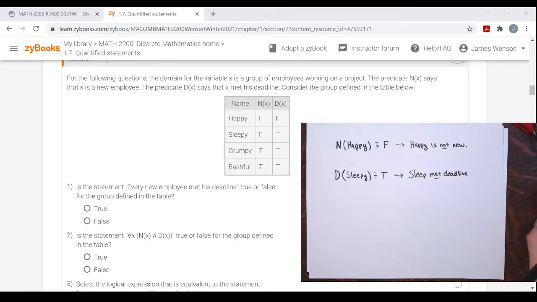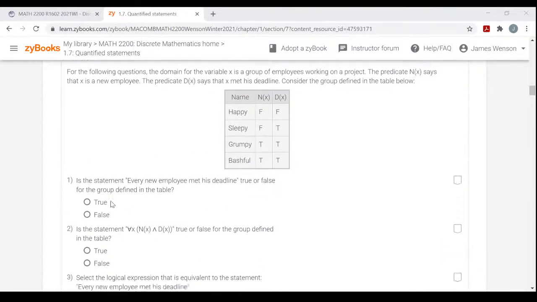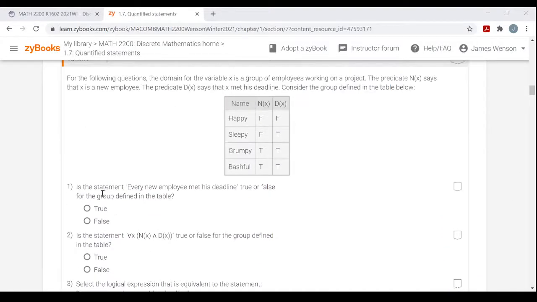All right. So I just got a few things here. I might just do them all. Is the statement every new employee met his deadline true or false? Now this one you can kind of just look at the table. Every new employee met the deadline. So I look at the table and only look for the new employees, because this is only a statement about the new employees. So I'm not looking at happy or sleepy. They're not new.